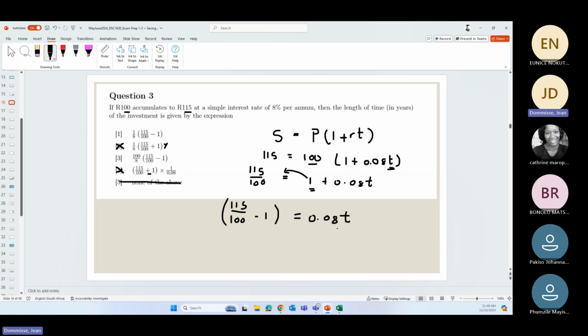And then we need to get rid of the 0.08. So on both sides, we can divide by 0.08. Nowhere do I see a plain divide by 0.08, but I do see some other things. So let's check. I'm going to divide on both sides by 0.08.